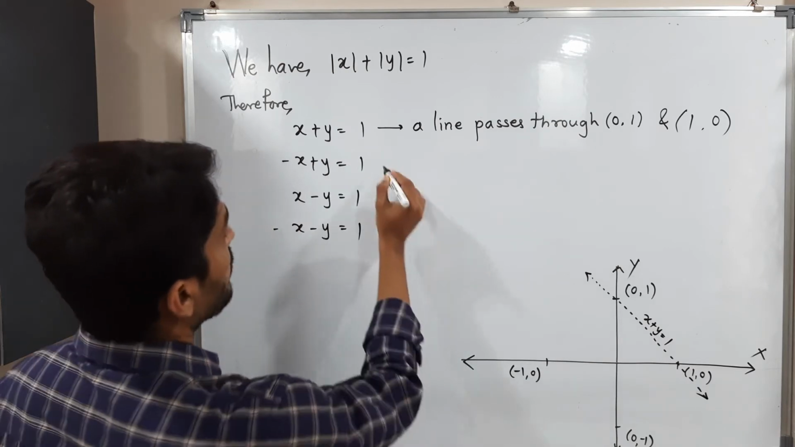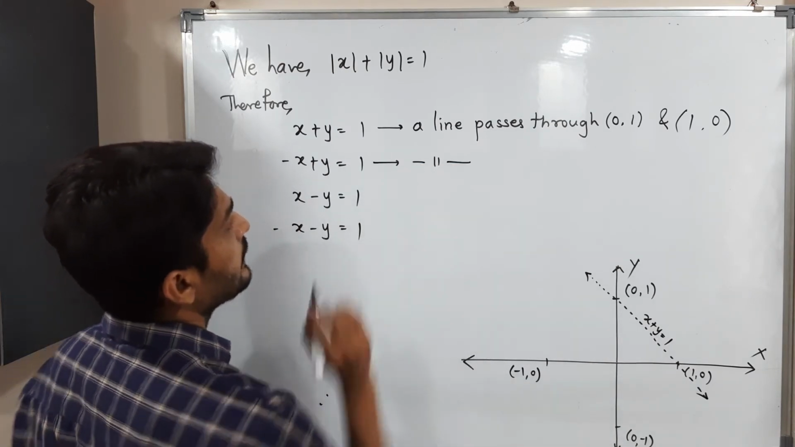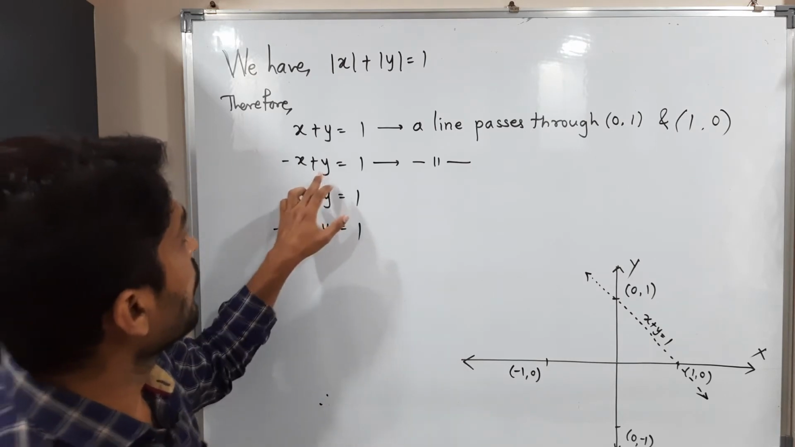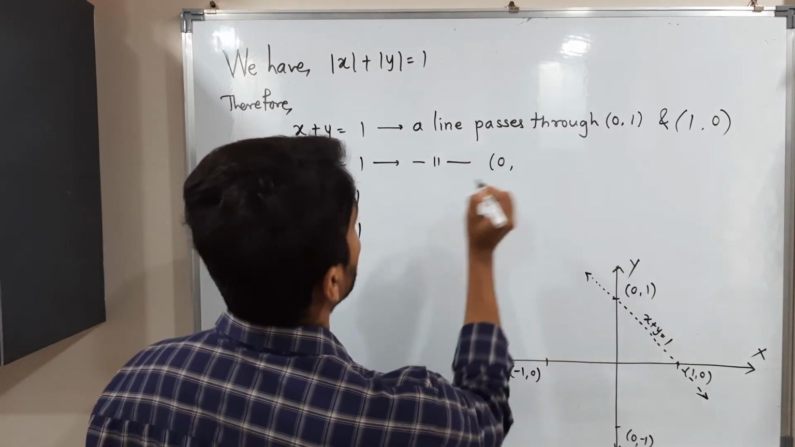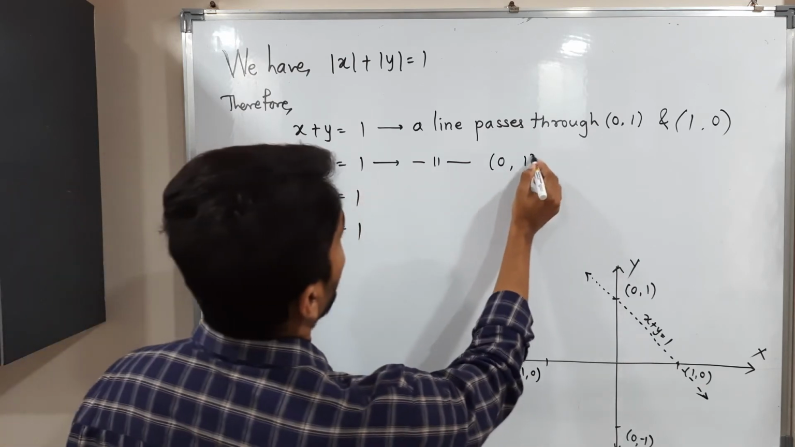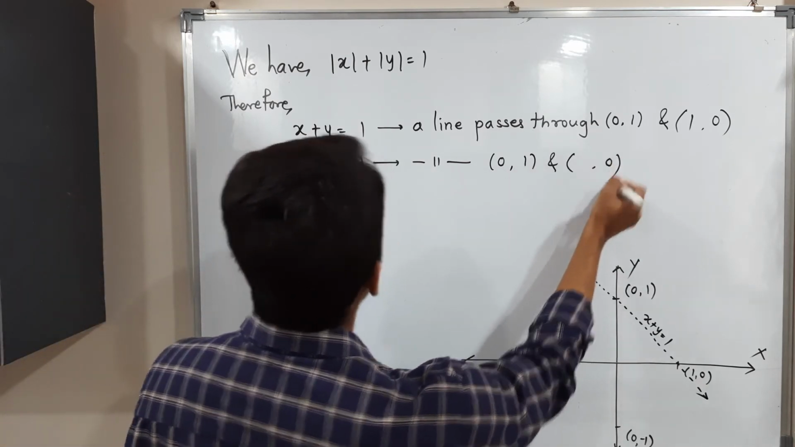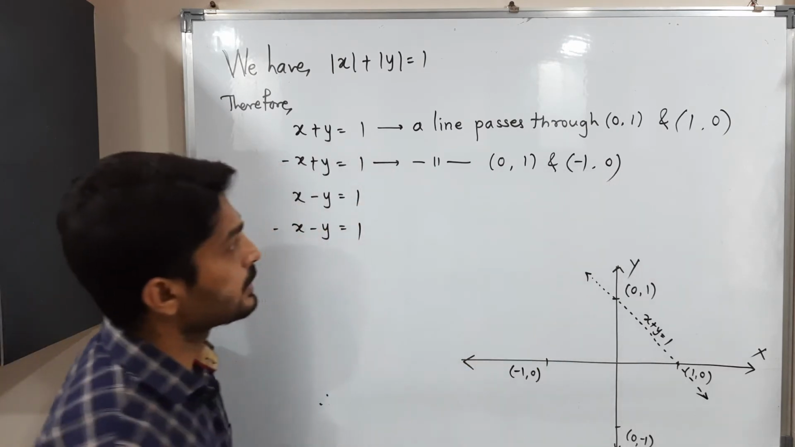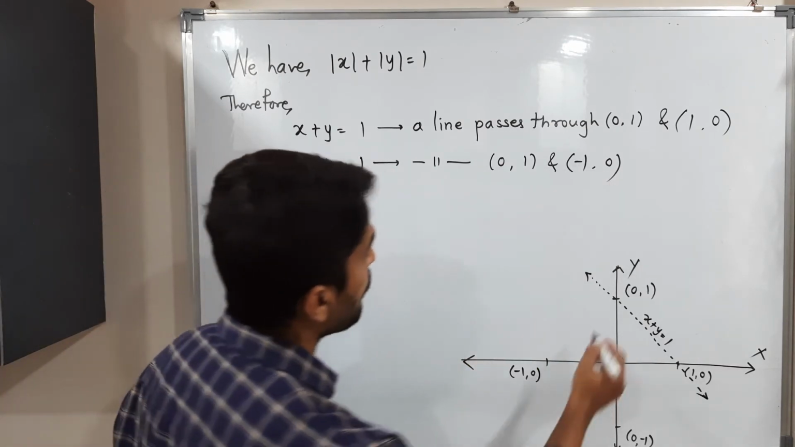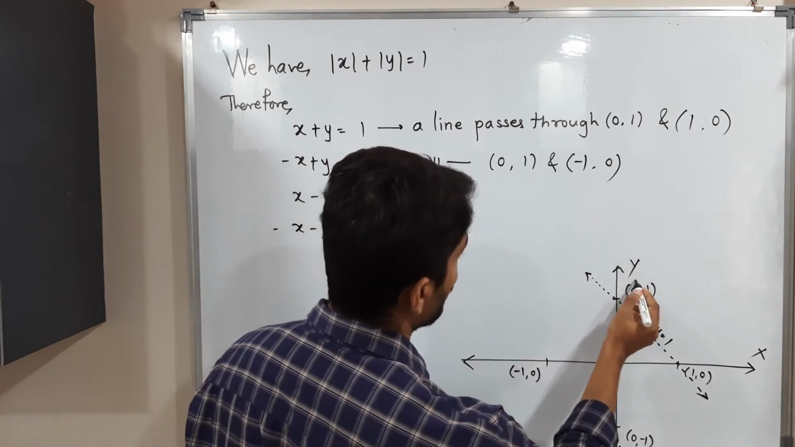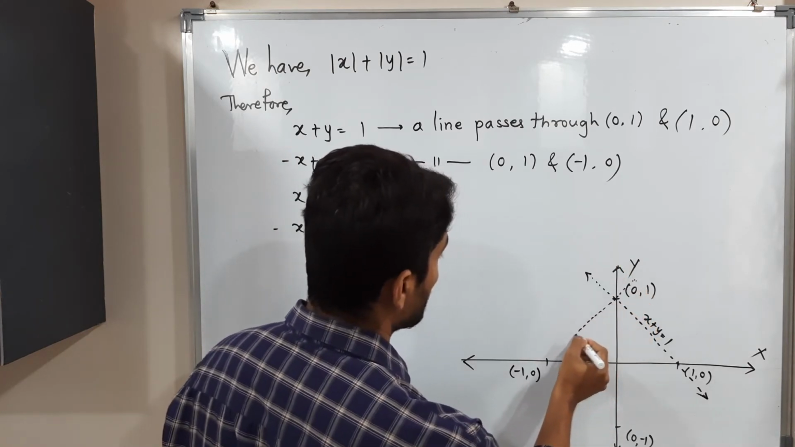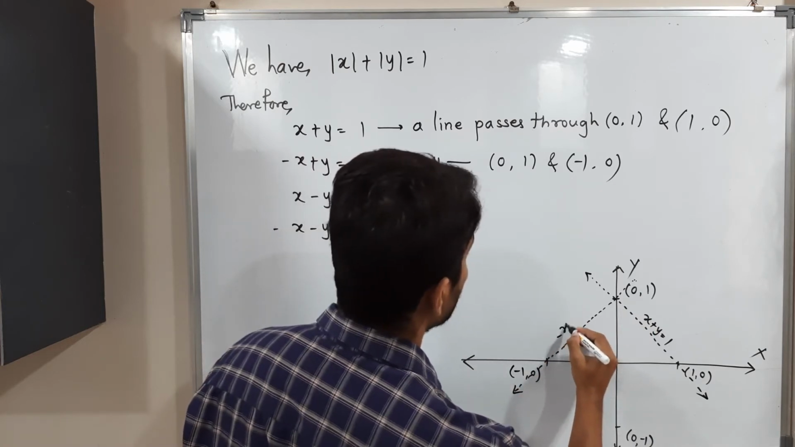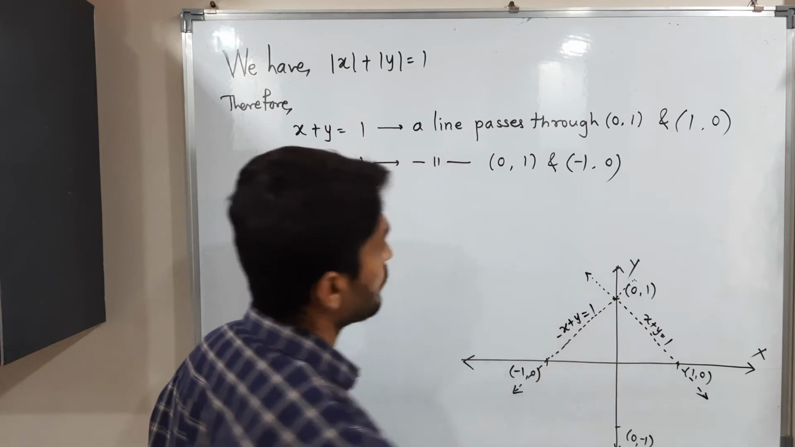See, second is also a line, same logic I will use. I am putting x is equal to 0 first, so y is equal to 1, and if I put y is equal to 0, minus x is equal to 1, that means x is equal to minus 1. So second line passes through 0 comma 1 and minus 1 comma 0. So my second line will be like this. Its equation is minus x plus y is equal to 1.